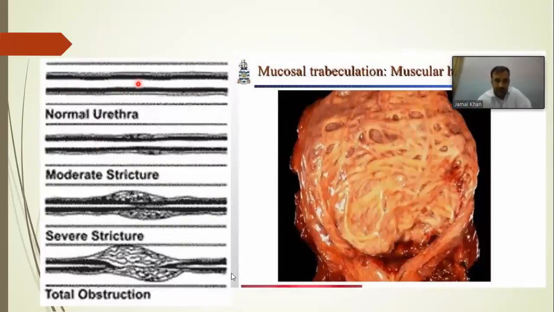This is the normal urethra. This one is a moderate stricture, and this is a severe stricture. The last one is the total stricture. And this is muscular hypertrophy.